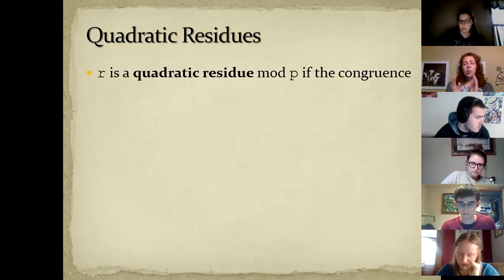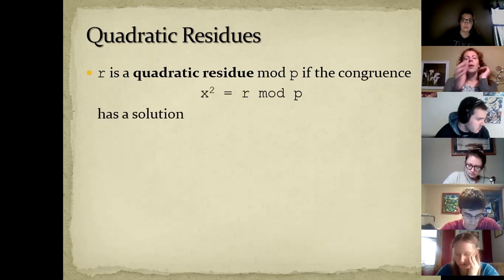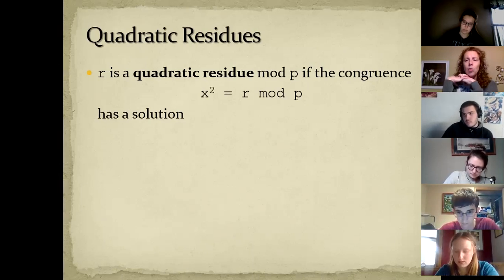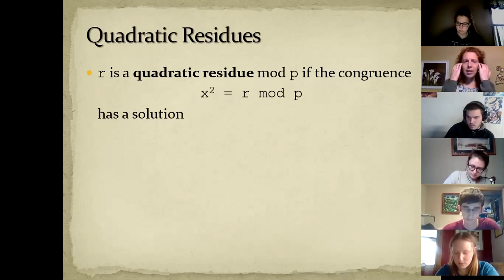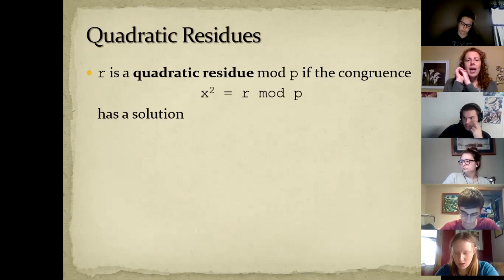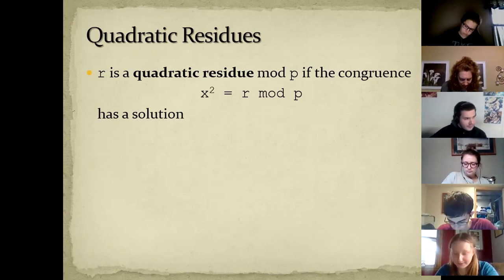Just like non-trivial square roots mod p, we have to talk about quadratic residues mod p. You can't do it separate from a mod. So r, for residue, is a quadratic residue mod p if the congruence x squared ≡ r mod p has a solution. That's your definition. r is a quadratic residue mod p if the congruence x squared ≡ r mod p has a solution.